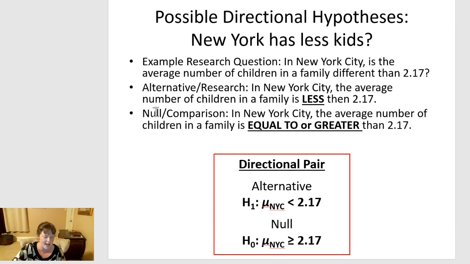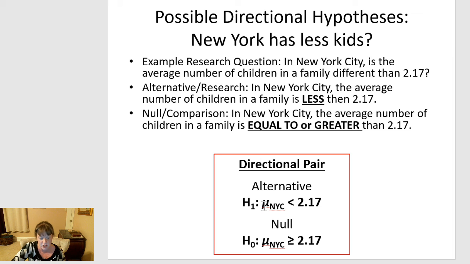So she's going to create a comparison hypothesis, a null hypothesis, where the number of children in New York City is equal to or greater than 2.17. Equal to or greater than is the same as being equal to, because I don't care about it as a researcher right now. And once again, here are the formal symbols boxed in red. The awesome alternative, what you really think is going on, is what you're looking to find as a researcher.